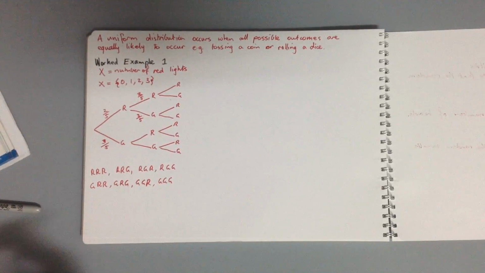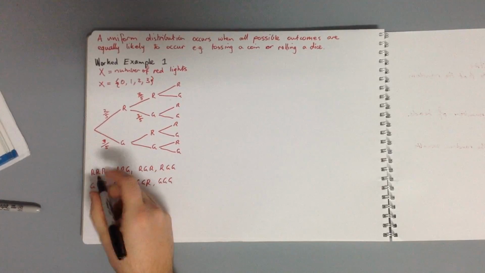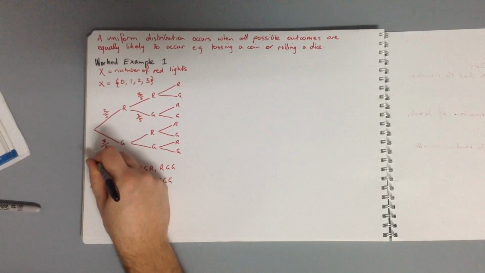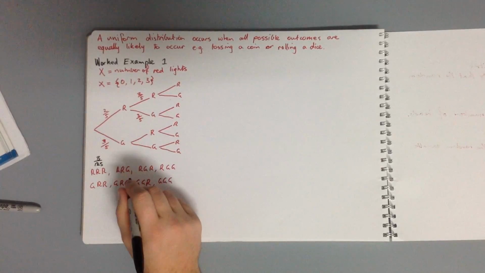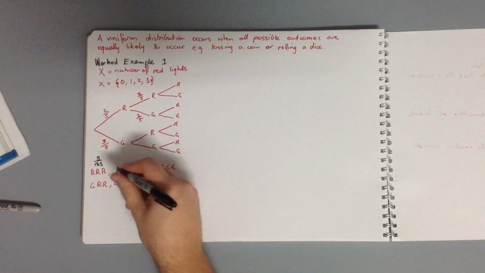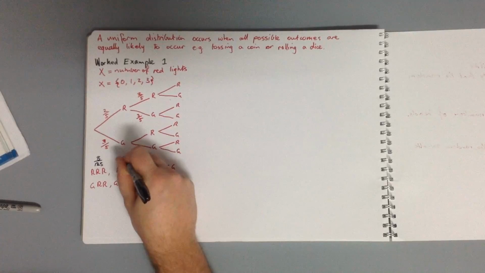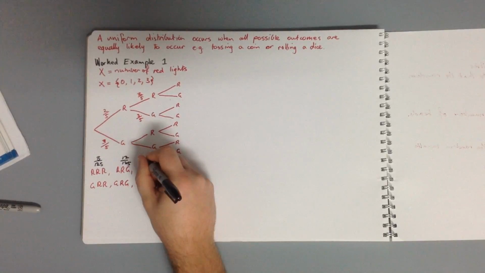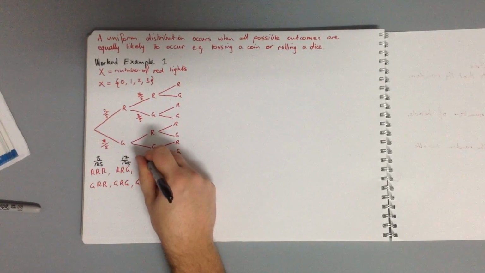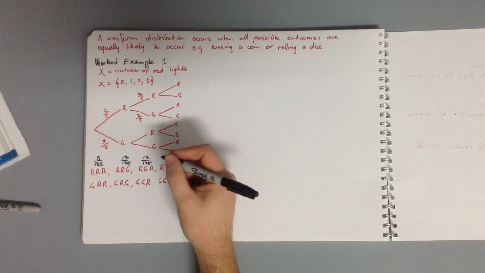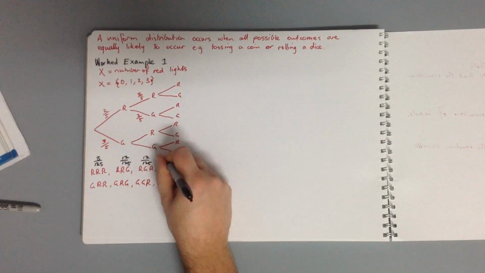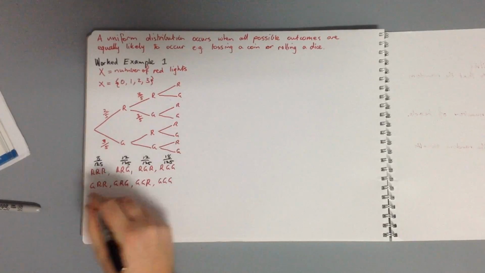Okay, they're all in your textbook. I'm not going to go through the calculation. Red, red, red becomes 8 on 125. Okay, red, red, green is our 12 on 125. Our red, green, red is also 12 on 125.